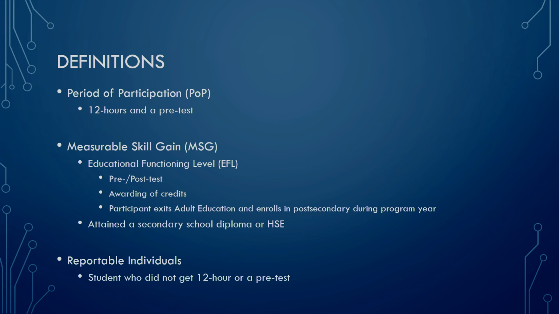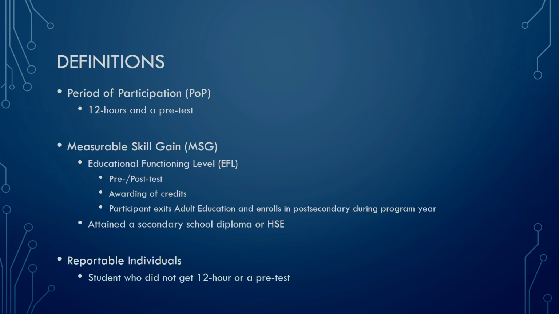Continuing on with measurable skill gains, we call them MSGs. There are two different ways that a student can gain an MSG. The most common is the educational functioning level, the EFL gain. The majority of students get this by doing a pre and a post test. When a student comes in, they take the pre-test. When the student post-tests and makes a gain, going, say, from ABE level 3 to ABE level 4, that's considered an EFL gain, and we'll show you table 4 where you can start to look at these.